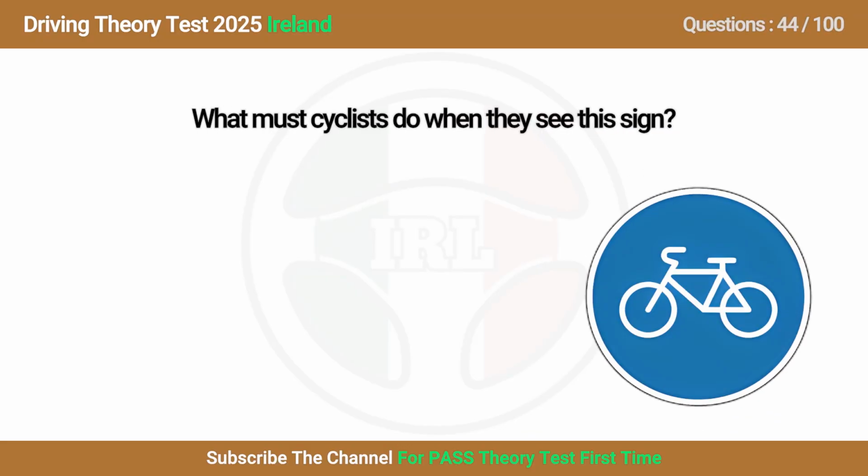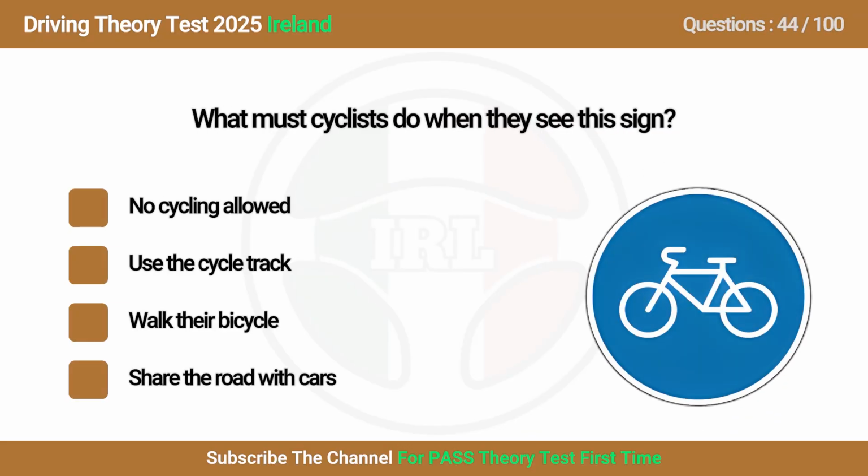Question 44. What must cyclists do when they see this sign? A. No cycling allowed. B. Use the cycle track. C. Walk their bicycle. D. Share the road with cars.